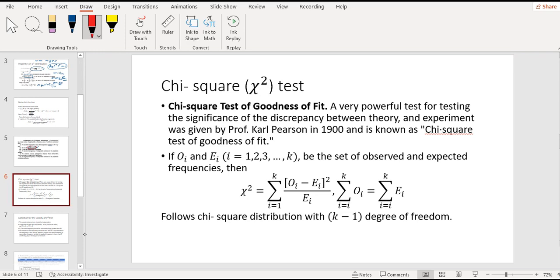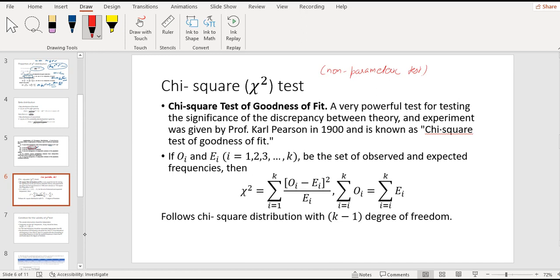Chi-square test for the goodness of fit. So what does that mean? In this case we consider the chi-square test as a non-parametric test, because it does not involve any parameter. It is called a non-parametric test because we are concerned only with the observed frequency and the expected frequency.